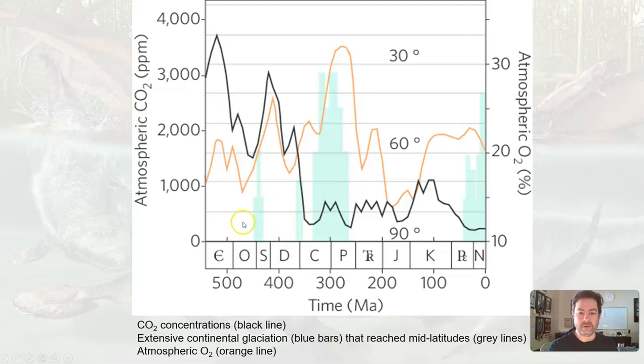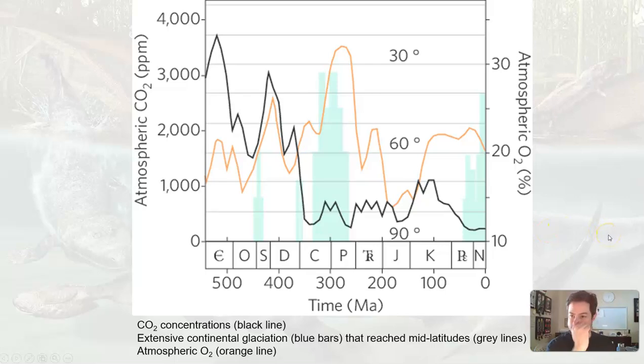The blue here is glaciation, so at 90 degrees, the North and South Pole, 60 degrees, 30 degrees to the equator. We don't have any major glaciation here. Atmospheric oxygen is the orange line. We have a little bit of it as well, and it's on the rise, at least initially in the Cambrian.